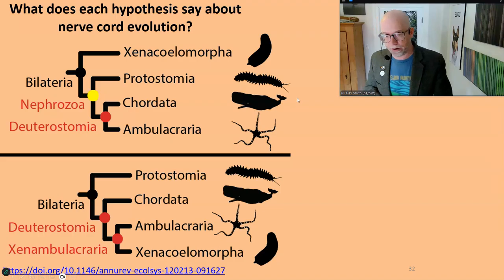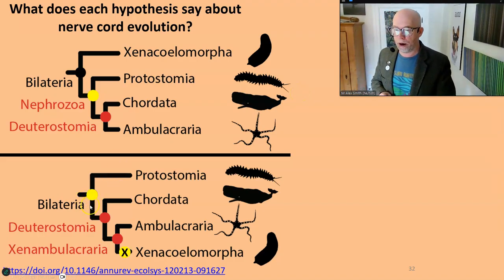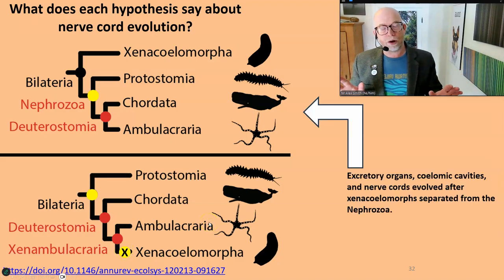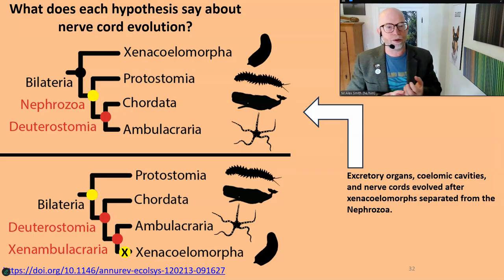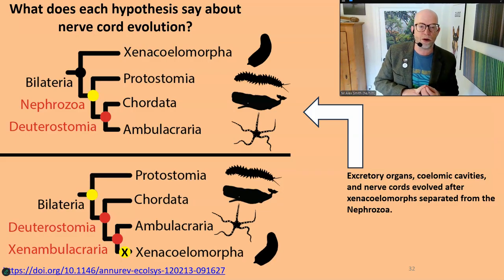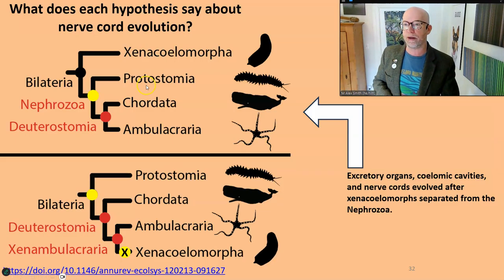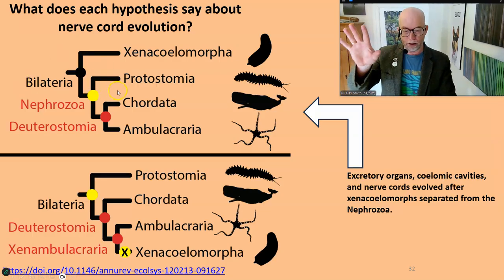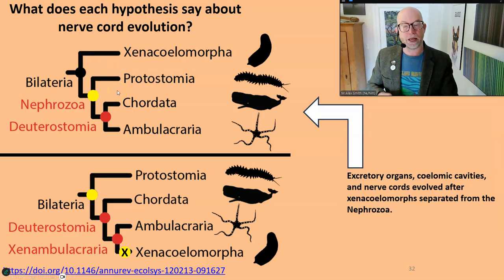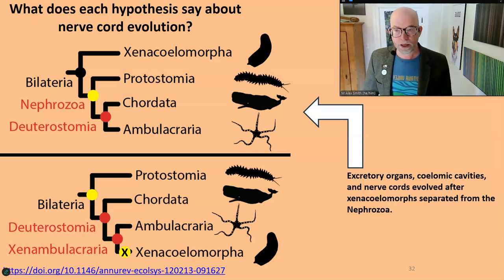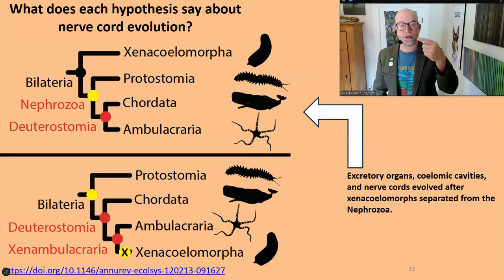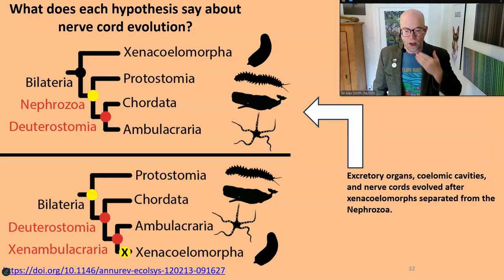Well, it says here in the top, and it says here in the bottom, and then it's lost. So all sorts of consequences phylogenetically about excretory organs, coelomic cavities, nerve cords evolved after the Xenacoelomorph separated from the Nephrozoa. That's the implication of the first. And that is where the majority of current evidence sits, that it supports, and this is what you see in the Dunn et al. phylogeny.